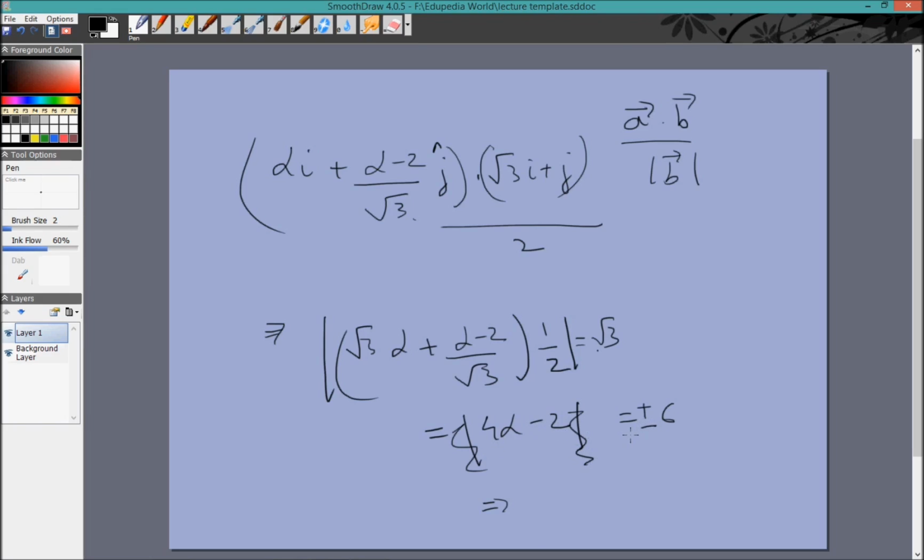That means alpha could be 2 or minus 1. That means mod alpha, which is what we need, could be 1 or 2. So the answer for option A is P and Q.